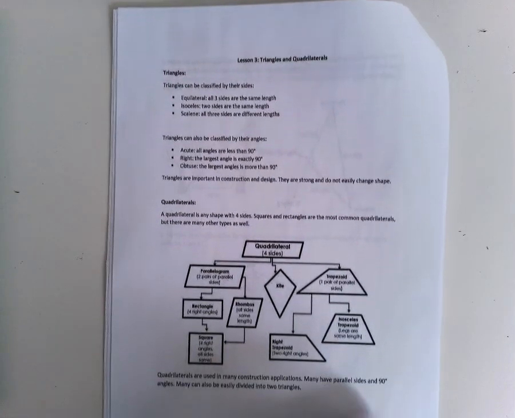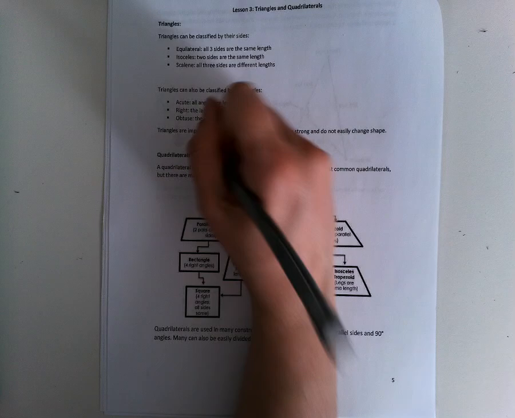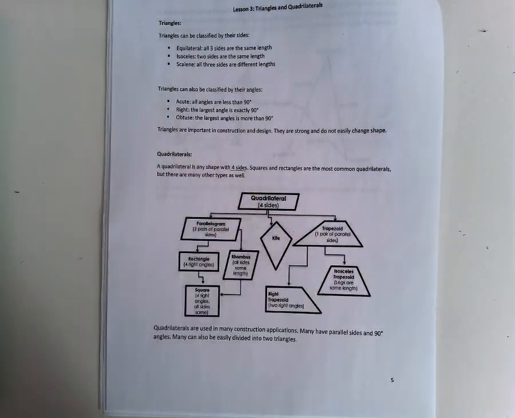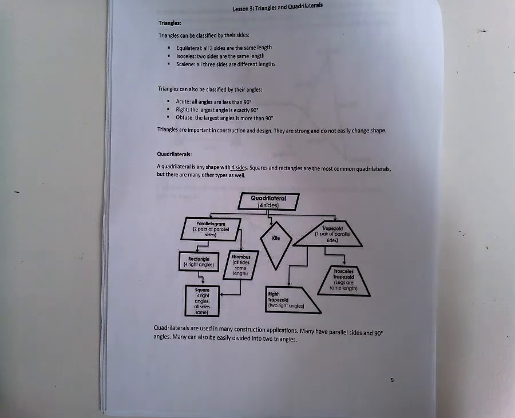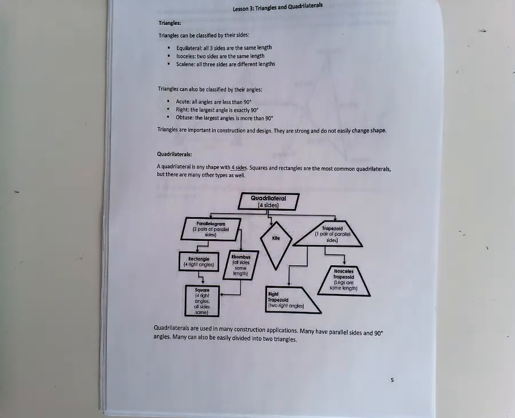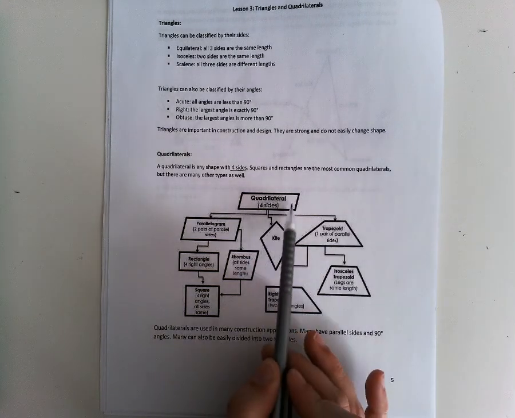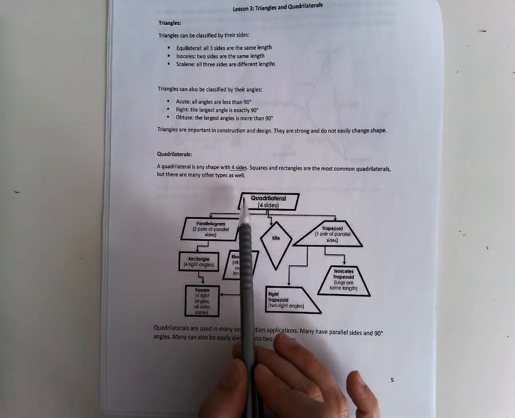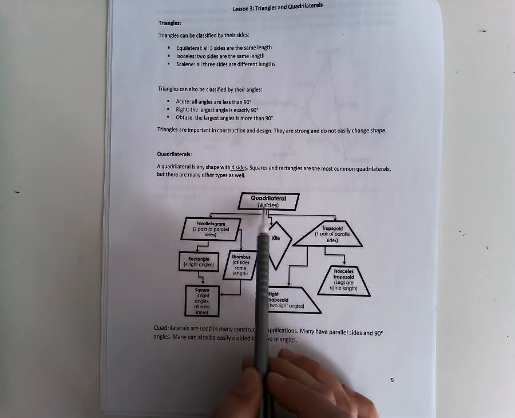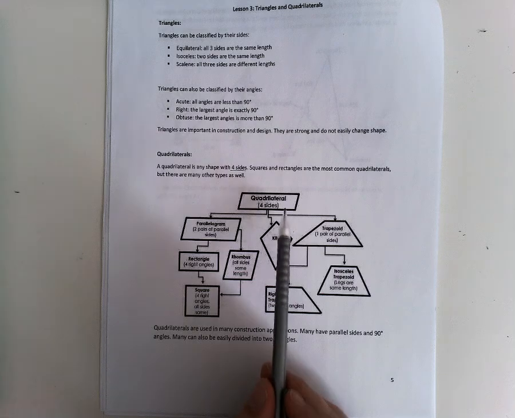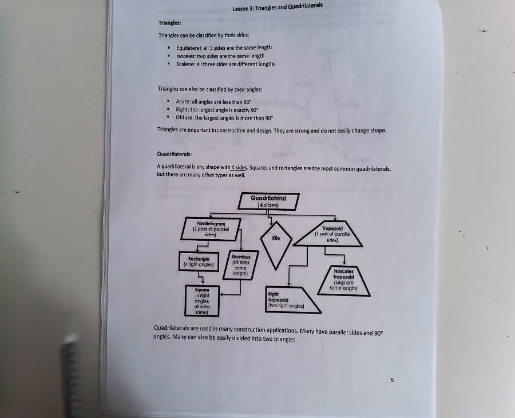Now, quadrilaterals is any shape with four sides. Squares and rectangles are obviously the most common quadrilaterals, but there's many other types as well. So quadrilaterals represent all shapes that have four sides, but we can have things like a square and a rectangle.